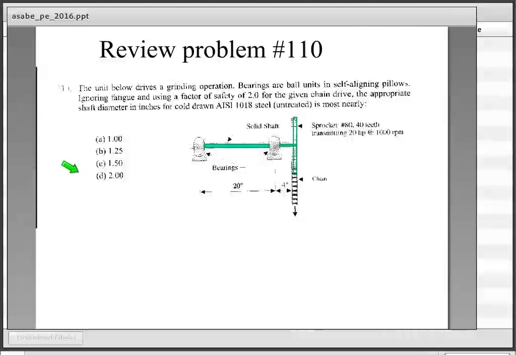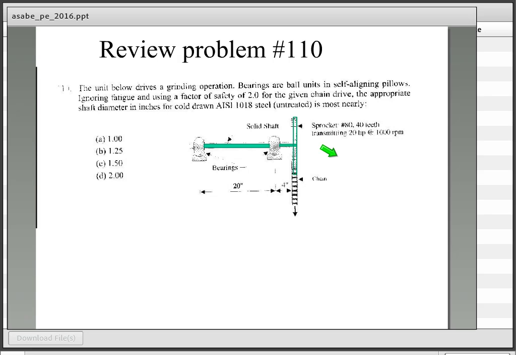Here's just another little review problem. Perhaps you've looked at it. It would be a nice little problem on a test. We've got a drive here on a grinding operation. We got a shaft. Obviously, we got two bearings. These would be considered self-aligning bearings, so that they're not going to be cantilevering the shaft. They'll be able to accommodate flexure in the shaft. And then we've got a sprocket for a number 80 roller chain with 40 teeth on it. And it's transmitting 20 horsepower at 1,000 RPM.